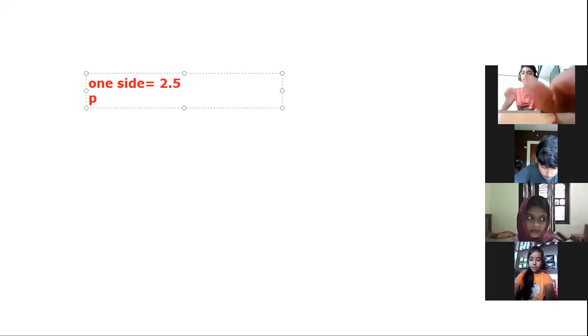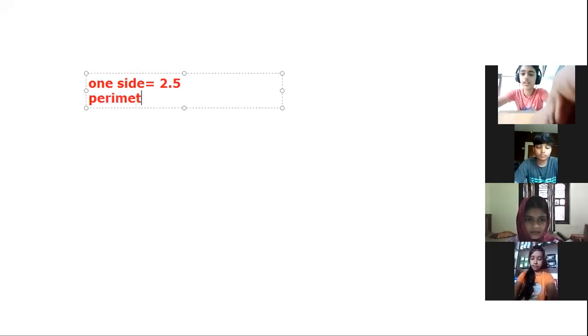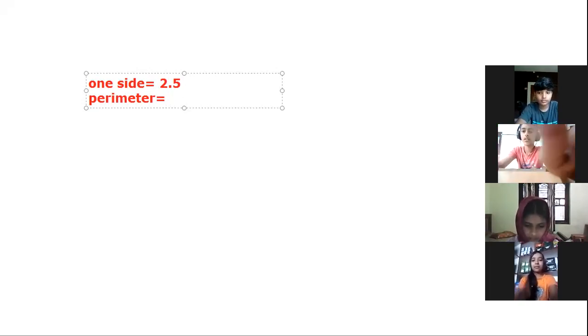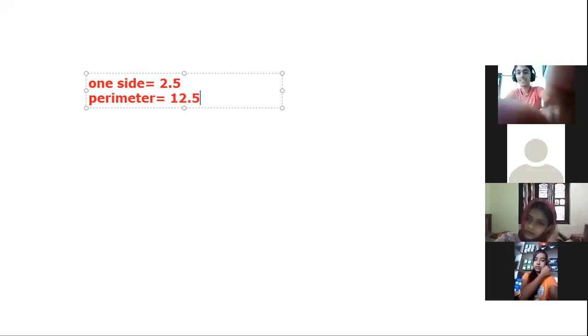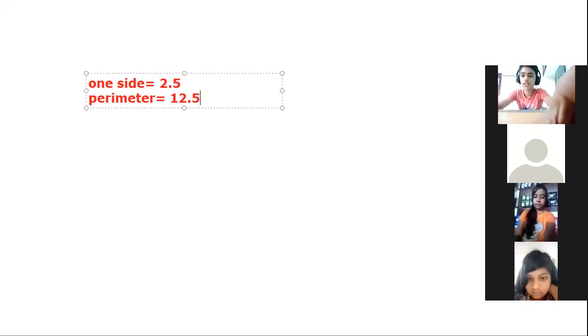Is a triangle a polygon? Say yes or no? Yes. We know that a triangle is a polygon, quadrilaterals are polygons, pentagons are polygons, and so many polygons are there. And here we are given a regular polygon. A regular polygon means a polygon having sides of equal length. And here the perimeter is given as 12.5.